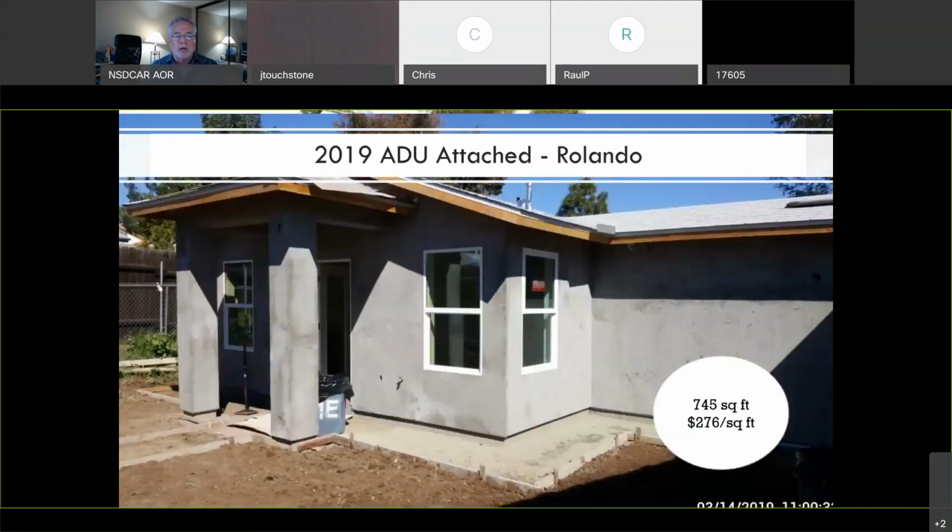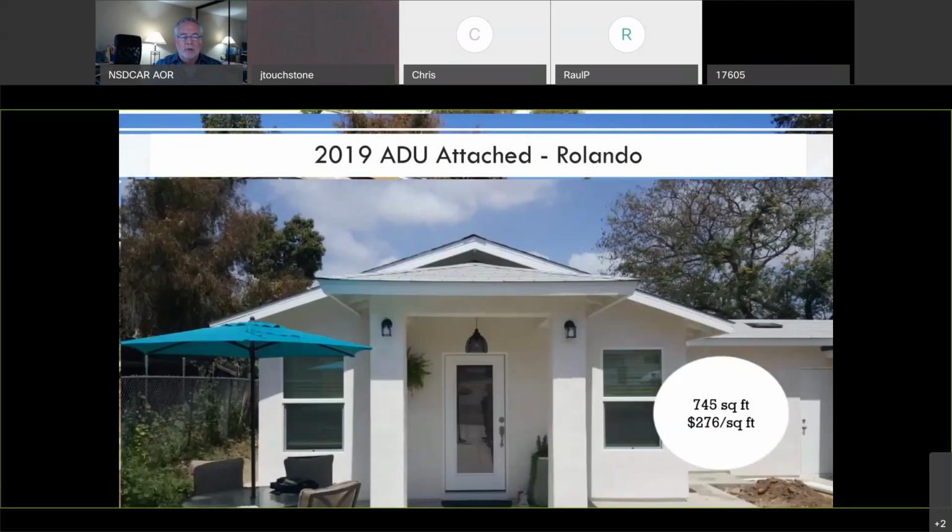We started the funding process and funded at the end of 2018. They built this in pretty short order. I think started it at the beginning of December. We were done by April 1st. So I put down the configuration. It was 745 square feet. That came into around $276 in terms of overall costs. And that was everything. So that included all of the plans and the permits and construction costs associated with it.